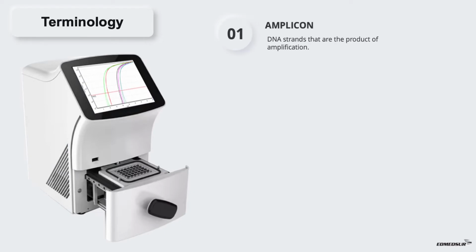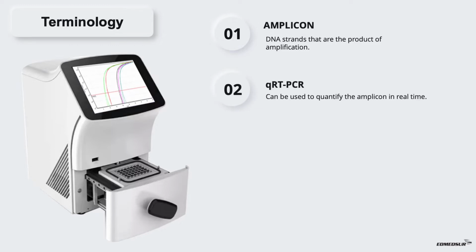Terminology. Amplicon in PCR refers to the DNA strands that are the product of amplification. Quantitative real-time PCR can be used to quantify the amplicon in real time. This term is frequently confused with reverse transcriptase PCR or RT-PCR.